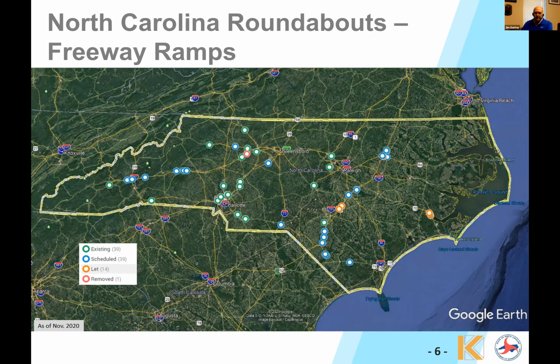On the summary page, I included a list of roundabouts at freeway ramps, which is also a filter on the Kittelson inventory. This is an emerging trend in the state.